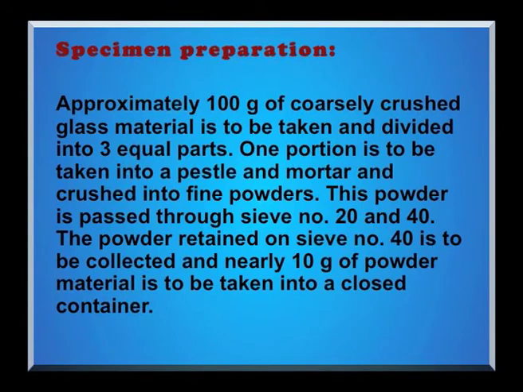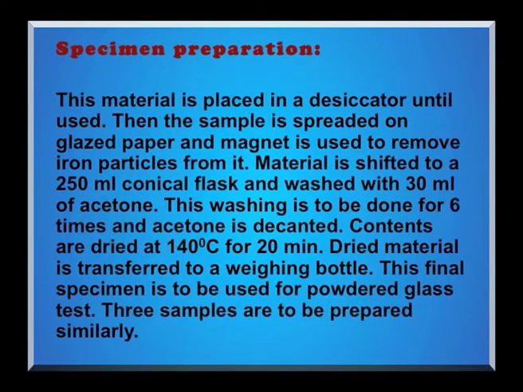This powder is passed through sieve number 20 and 40. The powder material that is retained on sieve number 40 is to be collected and nearly 10 gram of powder material is to be taken into a closed container. This material is placed in a desiccator until used. Then the sample is spread on a glazed paper and a magnet is used to remove iron particles from it. Material is sifted into a 250 ml conical flask and washed with 30 ml of acetone. This washing is to be done 6 times and acetone is decanted. Contents are dried at 140 degrees centigrade for 20 minutes.